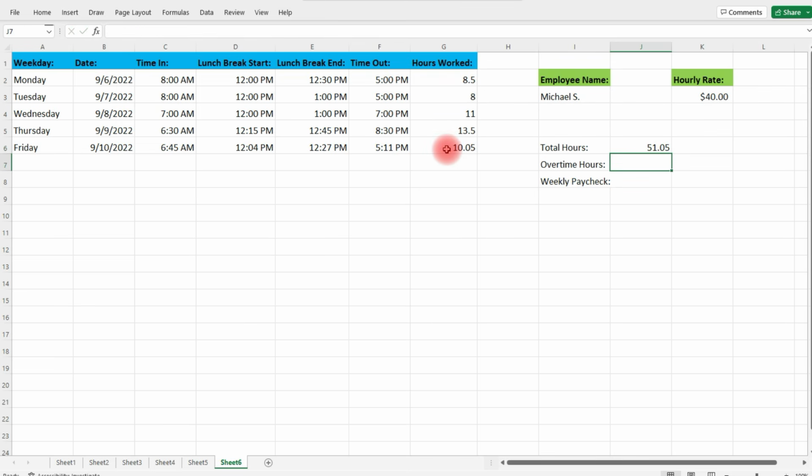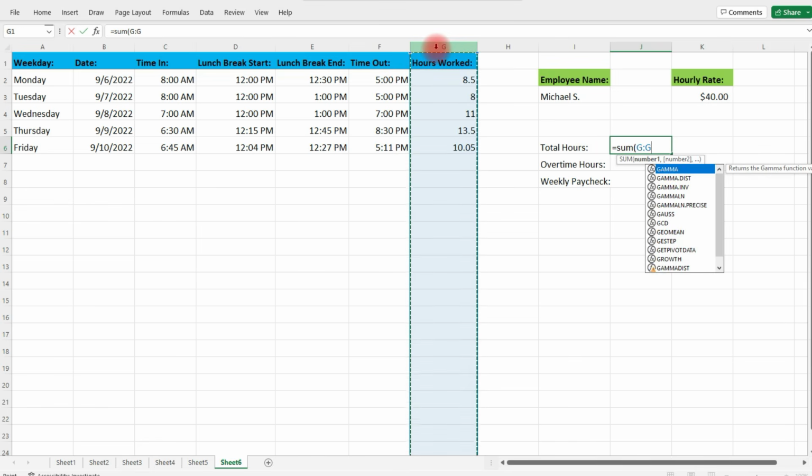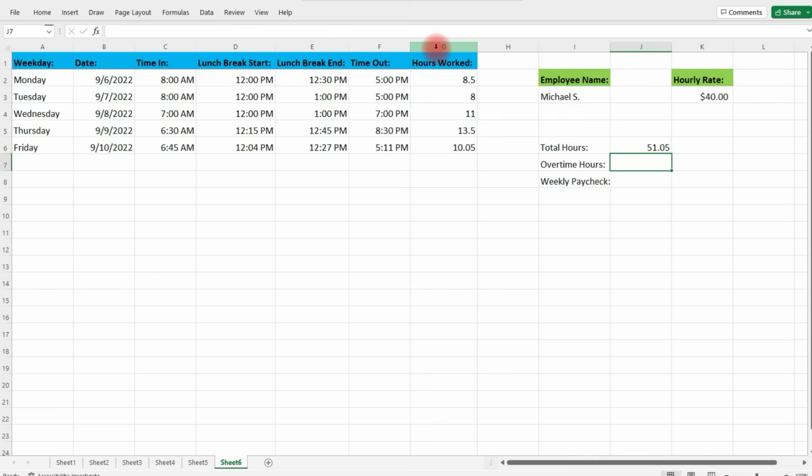Now let's say if you want a bi-weekly timesheet or a monthly timesheet. If you have more than 5 data points, what you could do is you can just select column G and it will take the sum of the entire column. In this case, our answer is still the same. We have about 51 hours worked for this particular week. Now before we continue, let's go ahead and make this a bold color. It looks better that way.